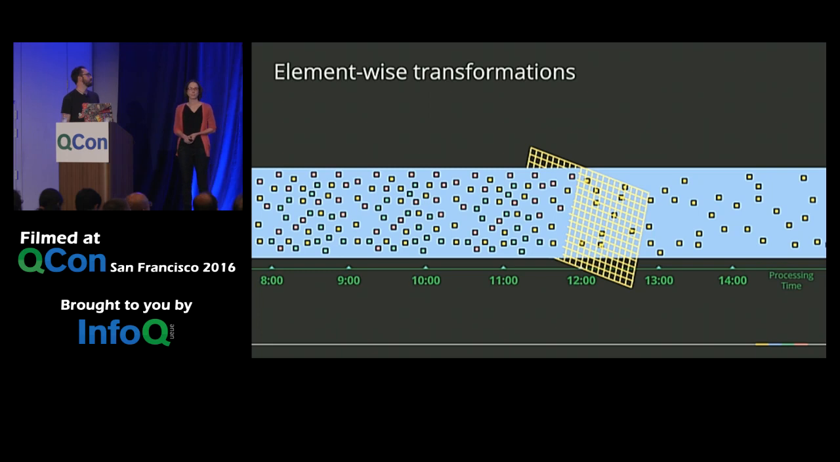Some kinds of processing are actually pretty simple. Element-wise processing is anything that looks at an individual element and can process it by itself. So this would be something like parsing, translating, filtering, any of those types of things. But most other types of things you would want to do involve some sort of aggregation of multiple events: counting, joining, things like that.